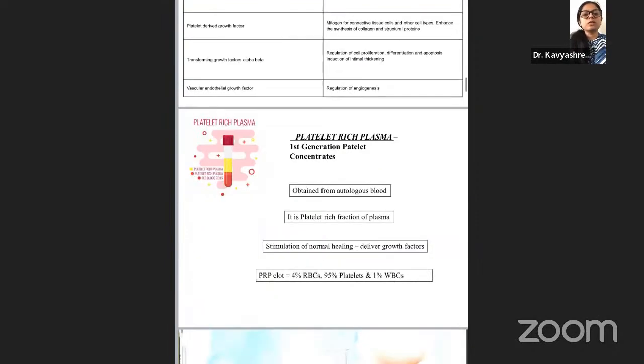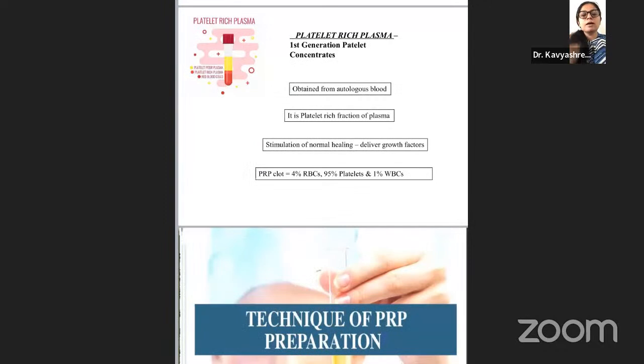So all these growth factors help in collagen tissue formation, angiogenesis, and the osteoblast, that is the bone formation, as a whole. Coming to the first generation platelet concentrates, those are platelet-rich plasma. What do we mean by platelet-rich plasma? It is of liquid state.